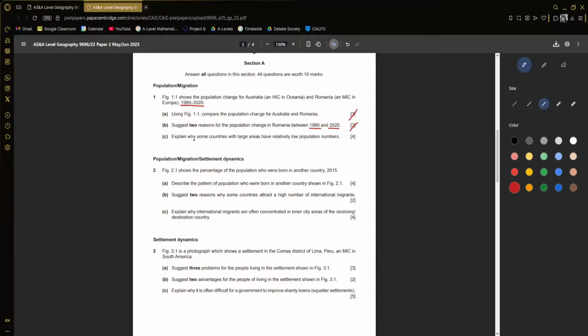1C now is explain why some countries with large areas have relatively low population numbers. And as you can see, there's 4 marks available, so you can either do 4 points or you can do 2 developed points. In the exam, I did 2 developed points and I got 4 out of 4.